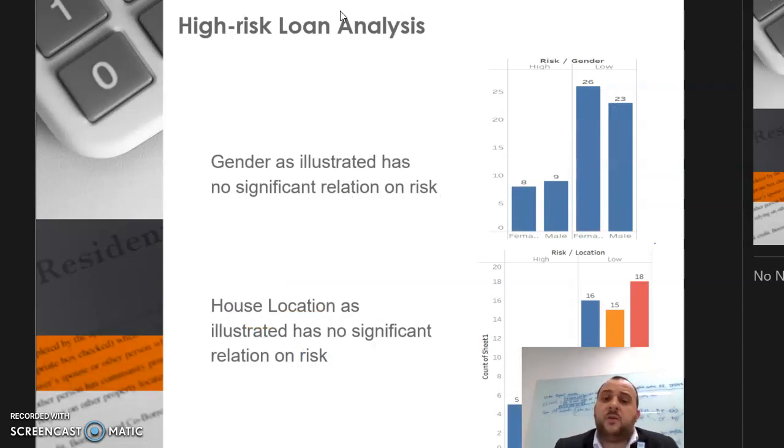As a continuation, we have also found that gender, as illustrated in the first bar graph, has no significant relationship with risk. There are 8 females and 9 males who fall under the high risk. In the other bar graph below, we also found that the house location, as illustrated, has no significant relation to risk.